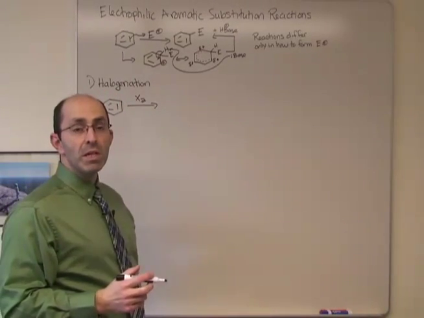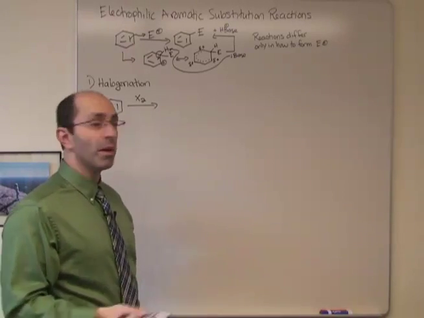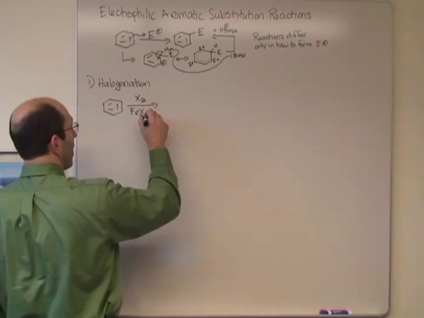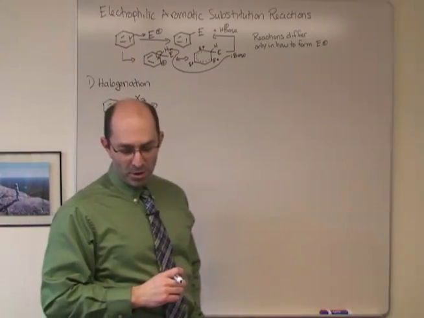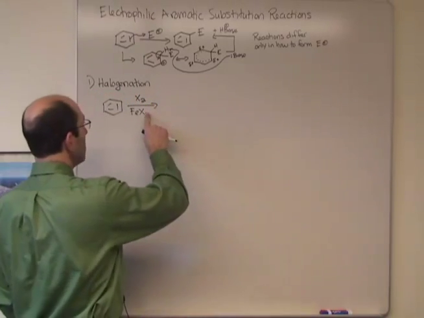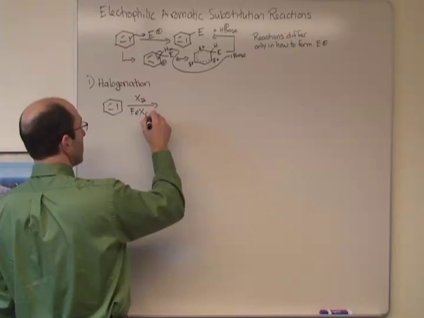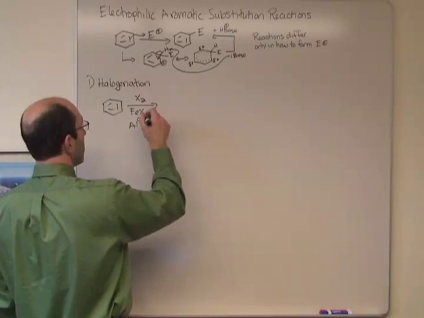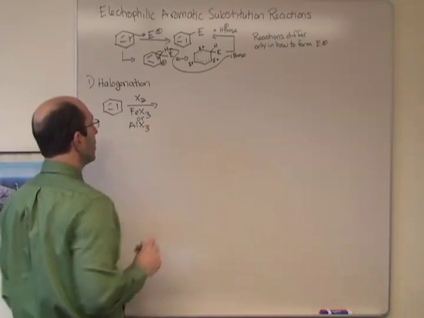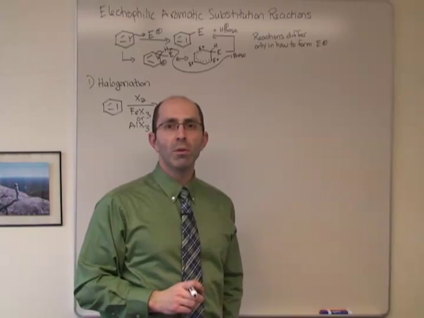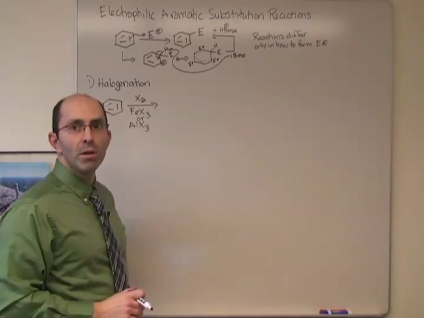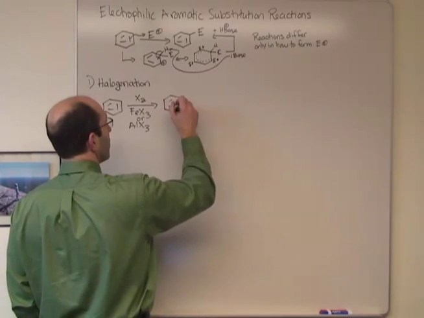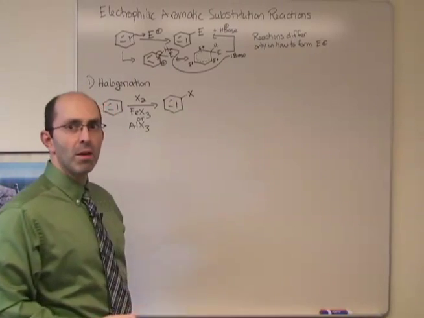The key thing for us is we need to activate X2, make it even more electrophilic. So the way we do that is add either FeX3, so iron trichloride, iron tribromide, something like that, or AlX3, right? So we add some sort of Lewis acid. That will enable the X2 to become even more reactive, and that will promote the reaction so that we can get a halogenated benzene, all right?